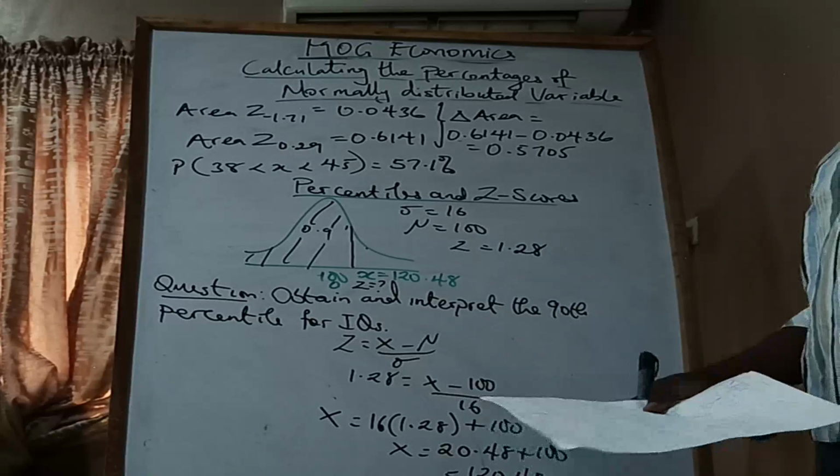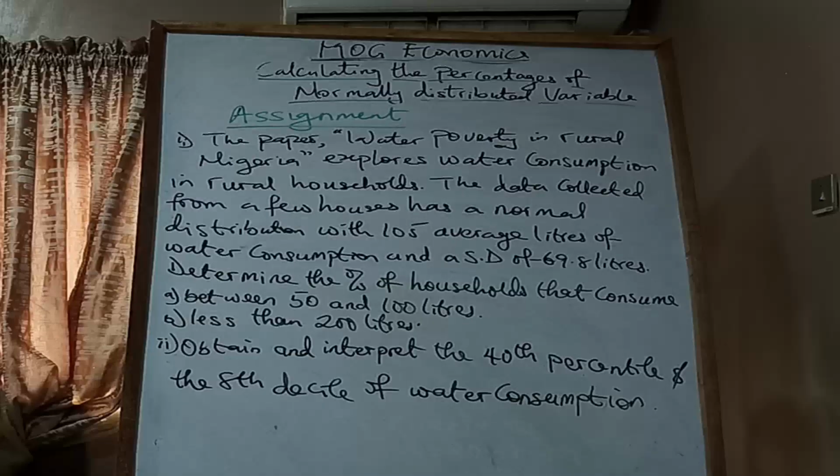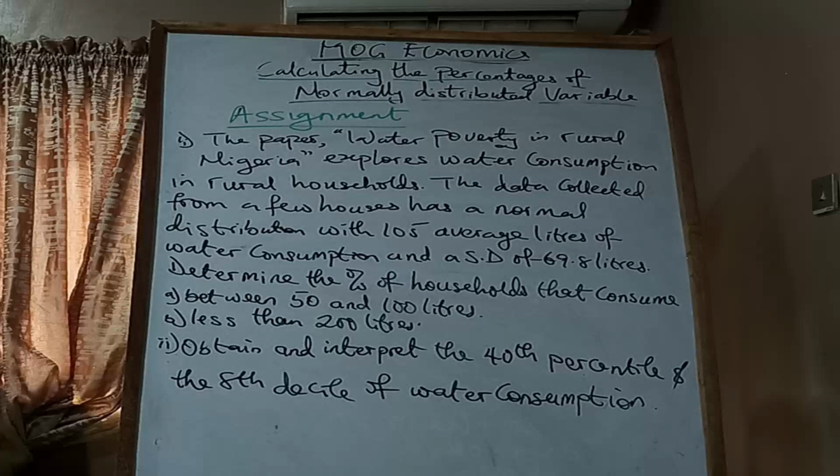So now you can go fully into your assignments. You will see something like this. The paper, a research document, "Water Poverty in Rural Nigeria", explores water consumption in rural households. The data collected from a few houses has a normal distribution with 105 average liters of water consumption and a standard deviation of 69.8 liters. Determine the percentage of households that consume (a) between 50 and 100 liters, (b) less than 200 liters, and (c) obtain and interpret the 40th percentile and the 8th decile of water consumption.